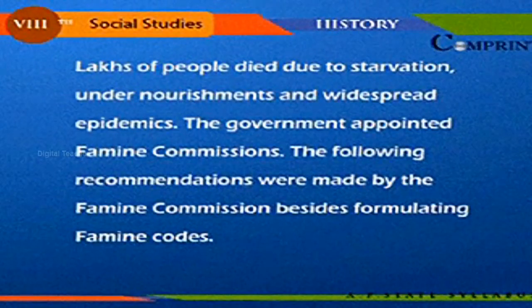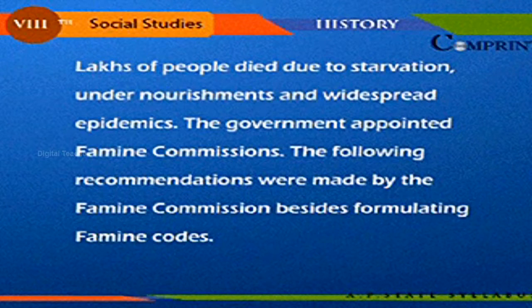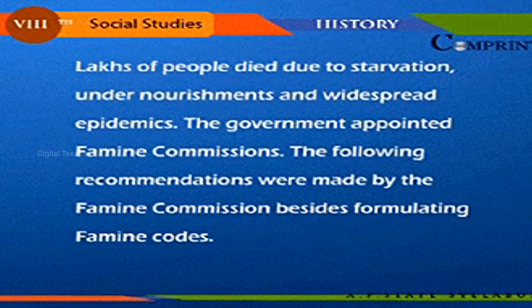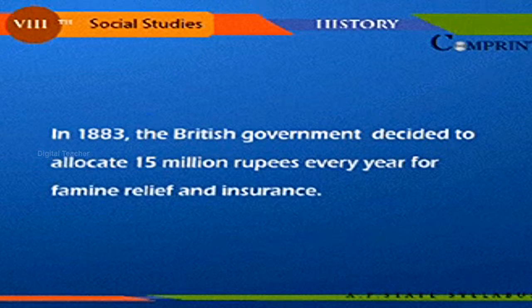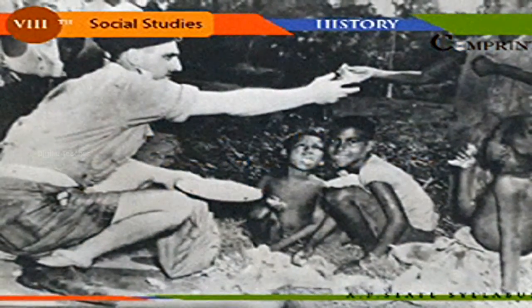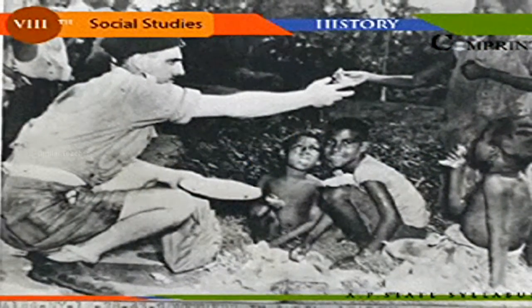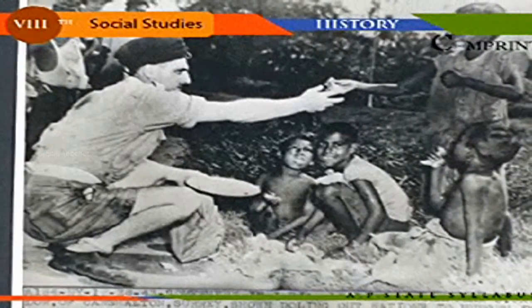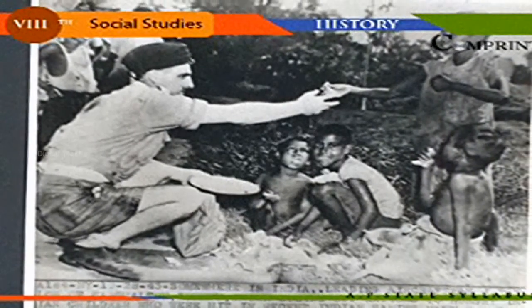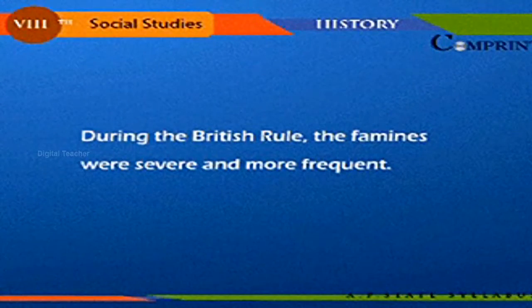The government appointed Famine Commissions. The following recommendations were made by the Famine Commission besides formulating famine codes. In 1883, the British government decided to allocate 15 million rupees every year for famine relief and insurance. There was a severe famine in Bengal in 1943. During the period of World War II, Japan attacked the eastern borders of India and occupied Burma. During the British rule, the famines were very severe and more frequent.